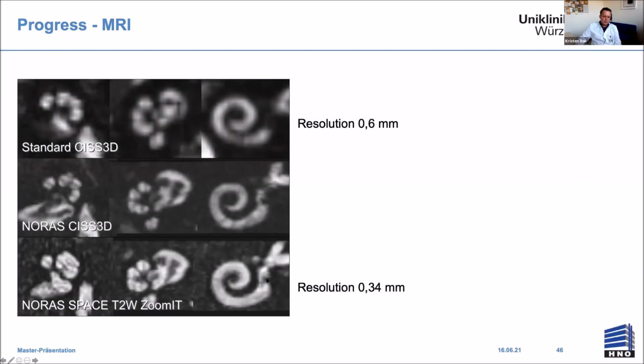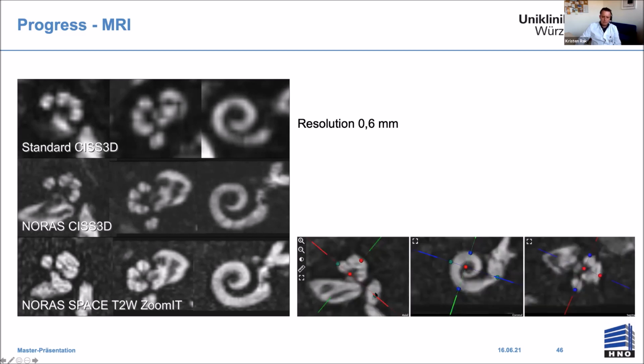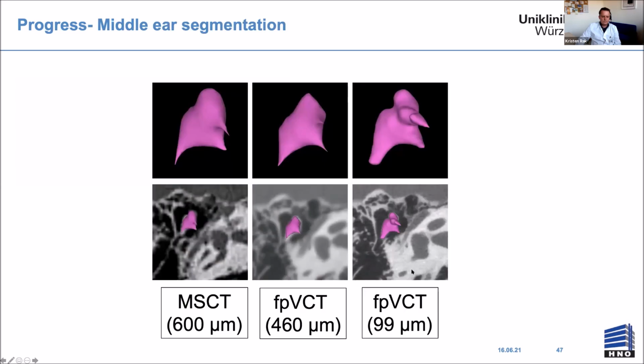What are we working on at the moment here? We also have the possibility to use a new MRI technique with a high resolution of about 0.3 millimeters, and we have also tried this in the AutoPlan software, and you can see that with this technique, it's much easier to define the outer wall of the cochlea, what you need for the measurement in the software, and I think this will also be of an advantage.